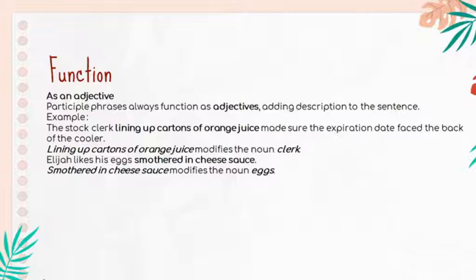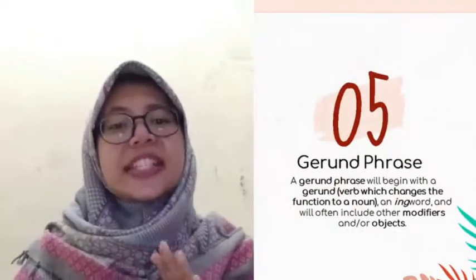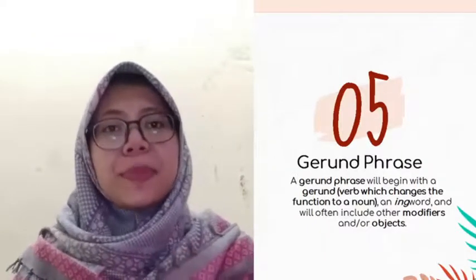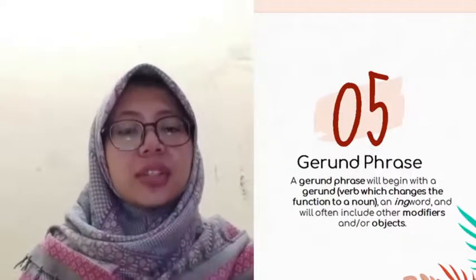And then the second, Elijah likes his eggs smothered in cheese sauce. Smothered in cheese sauce modifies the noun eggs. Okay, that's the explanation about participle phrase, for past participle or present participle. Okay, for the next, let's know about a gerund phrase. A gerund is a verb which changes its function to a noun.